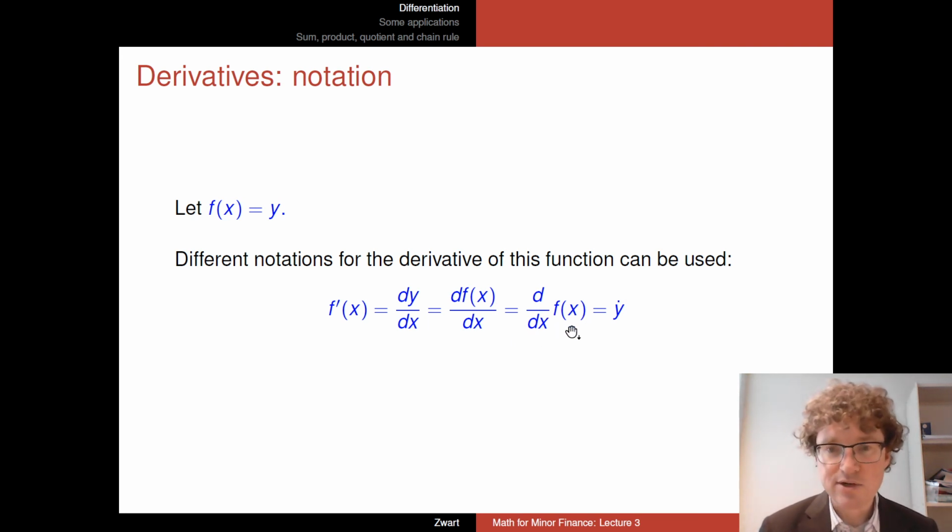And occasionally you even see the notation y with a dot superimposed on it. So a dot on top of it, y dot. We won't have that much in this course, but you'll see it in some courses in your master's degree, perhaps. So these are all different notations for actually the same thing. They're all notations for the derivative of this function f of x.